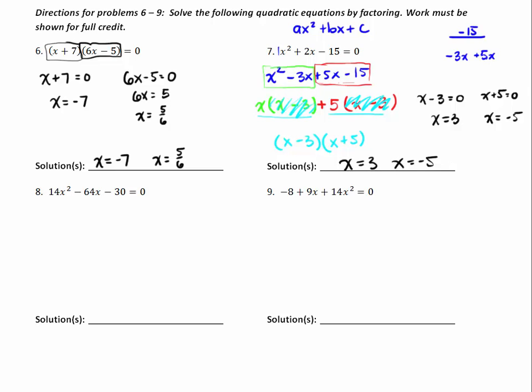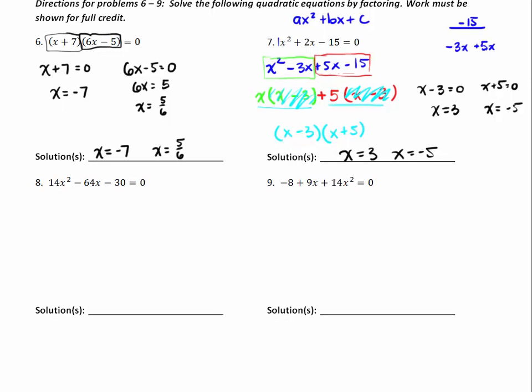All right, question number 8. Let's come down just a little bit. All right, so the first thing I want to check is is there a common factor out of all three of these? I hope so. Those are big numbers. Let's see, 14. 2 will go into 14, and so will 7. I know 2 will go into 64, and it will go into 30, but I know 7 doesn't go into 30. So even if it went into 64, which it doesn't, I wouldn't care about it. So I can pull out a 2. Can't pull out an x because the 30 doesn't have an x on it, but I can pull out a 2. So I'm going to factor out a 2.